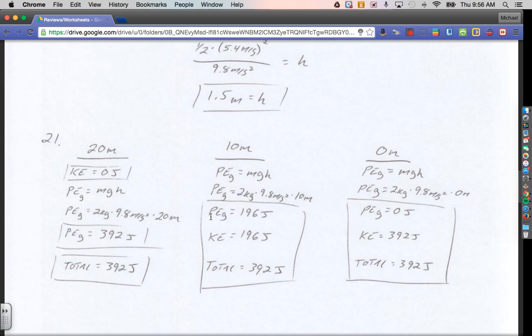Number 21. A 2-kilogram rock is released from rest at a height of 20 meters. Ignore air resistance and determine the kinetic energy, gravitational potential energy, and total energy at each of the following heights: 20, 10, and 0 meters.